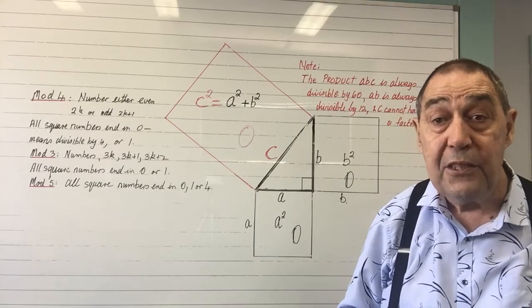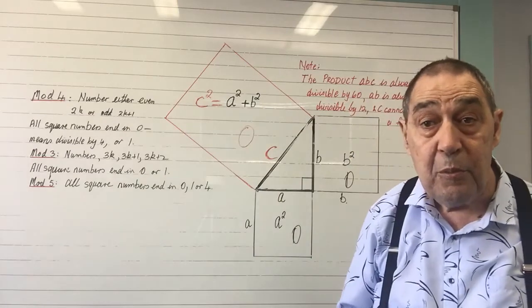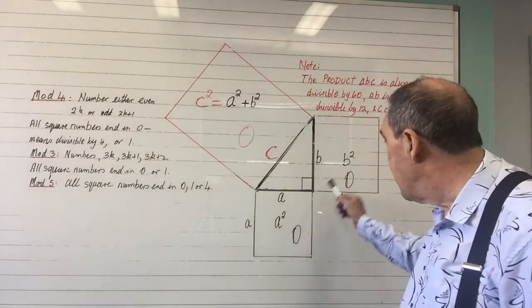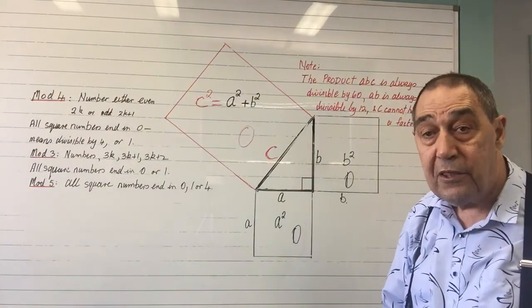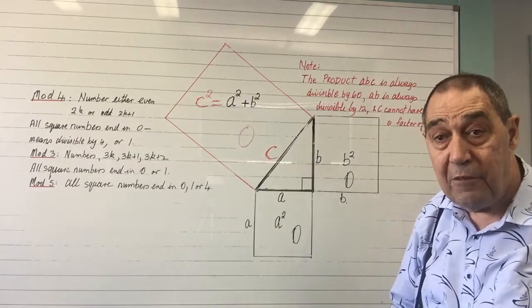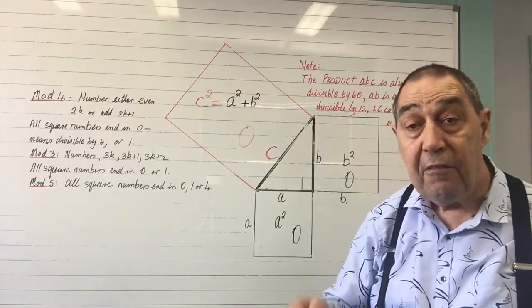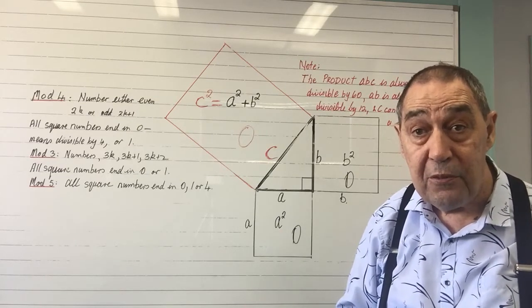So the only case we can have is that the hypotenuse is never divisible by 3 and 4, and always one of the sides, A or B, is divisible by 3, and one of the sides, A or B, is divisible by 4. Hence, the product of AB has to be divisible by 12.